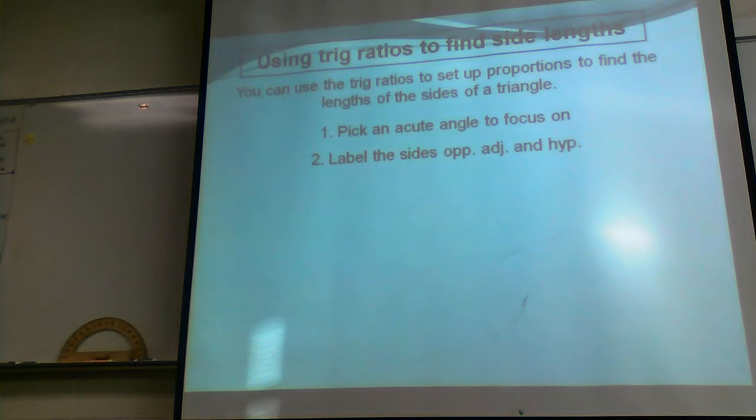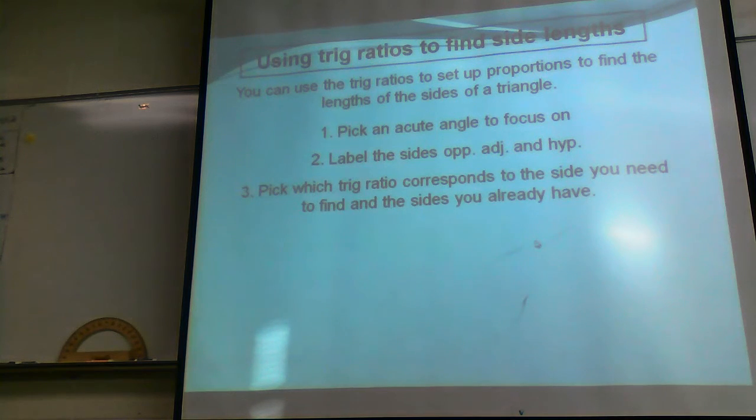All right? And the whole point of doing that is so that if you set up one of these trig ratios, you'll have the sides. Like if you did the sine of that angle, you would just have to look and go, oh, what's the opposite side, what's the hypotenuse, and fill them in exactly as was given to you in the problem. All right? So you pick the acute angle, and you're going to label the sides in the same manner I did the last one.